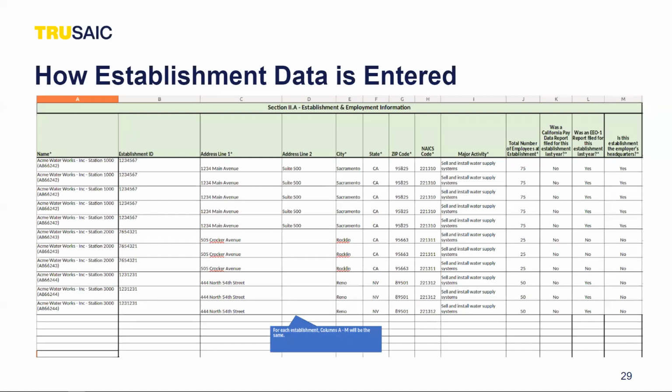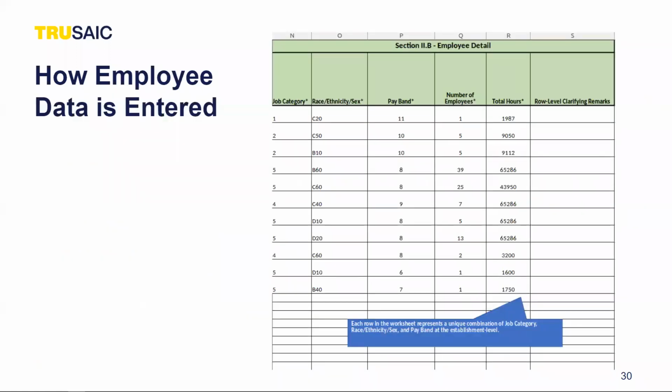All right, let's go to the next slide, please, and take a look at the other half of this spreadsheet. Here we're looking at section 2B, which is the employee level data. A set of rows here corresponds to a given establishment, and within that, it's broken down by job category, then within that by race, ethnicity, and sex, and then by pay bands, and then finally we have the employee counts and the total number of hours. You can see that the total number of hours are relatively large numbers. They're not counts, they're multiplications of total hours worked.